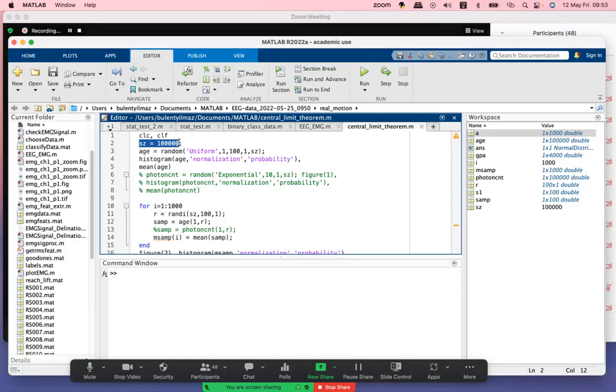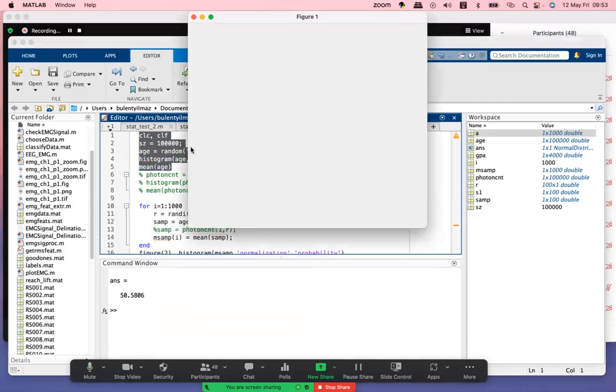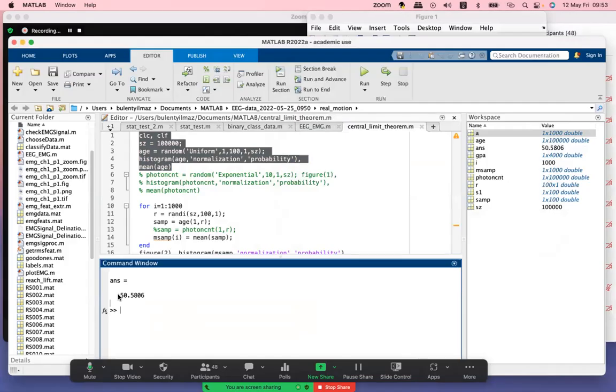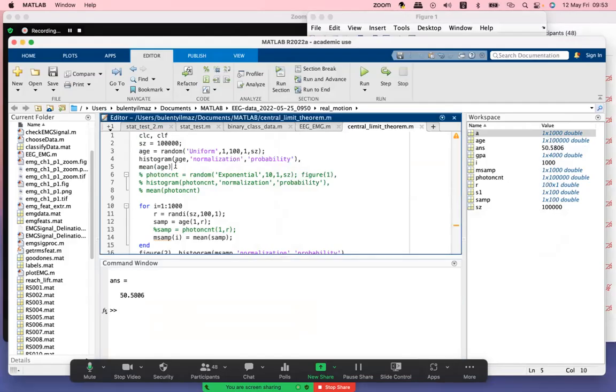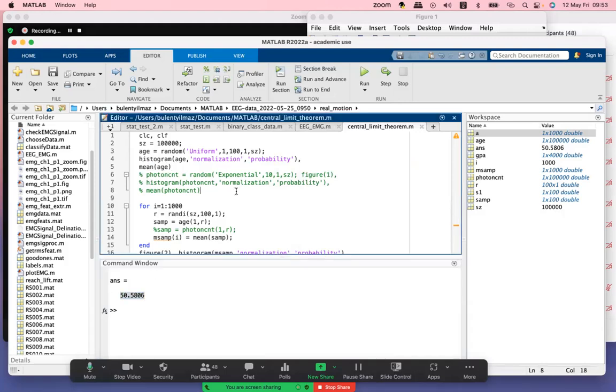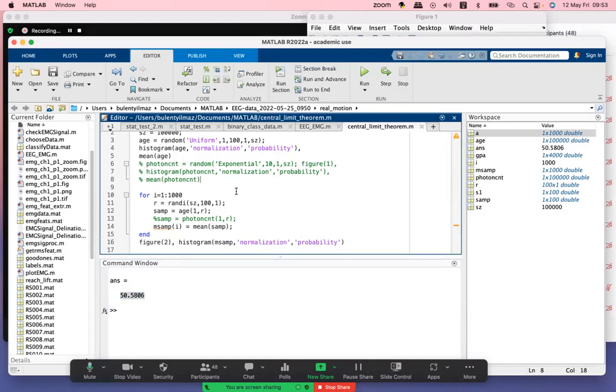Let's say the distribution is uniform. Okay, I'm evaluating this distribution. That means I have many people here, 0 age up to 100 age. So what is the mean? The mean is around 50. Okay, I found the mean as 50.55, 58.